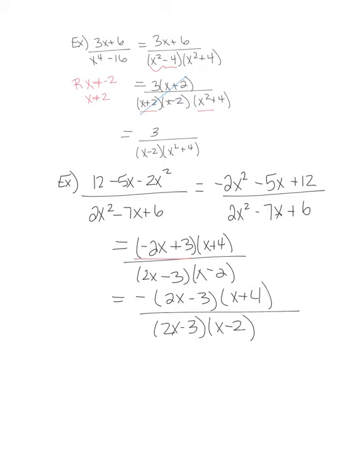From here, I can go ahead and write my restrictions just so that I don't forget. x cannot be 3 over 2, and x cannot be 2. I can cancel out these guys, and I'm going to be left with a -x plus 4 over x minus 2.